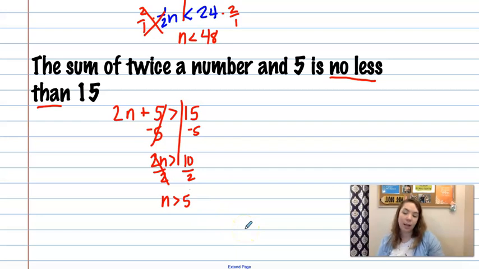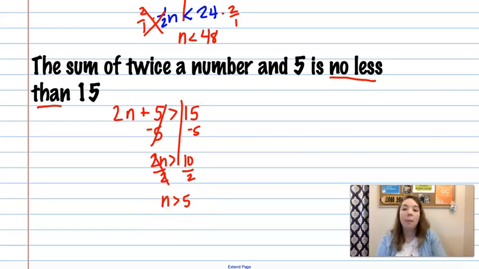So n, anything larger than 5 would make this true. So let's say we plug in 6. 2 times 6 is 12. 12 plus 5 is 17. 17 is bigger than 15. There's a lot of different answers, but they all have to be bigger than 5.